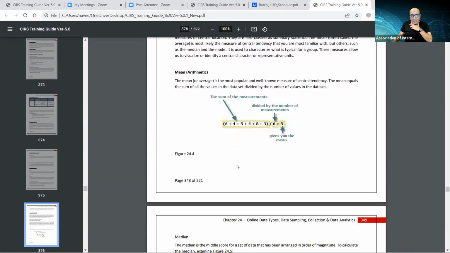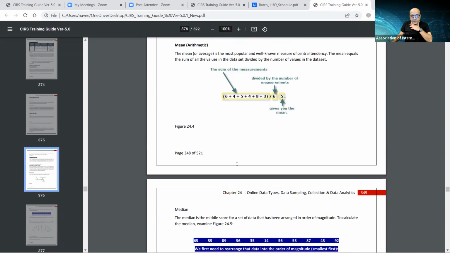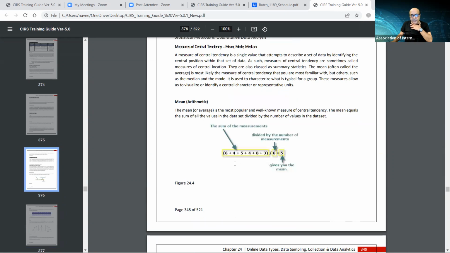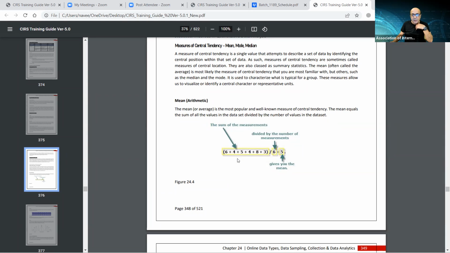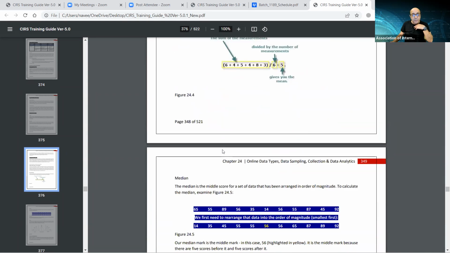A mean can also be an average. Average is very easy to calculate. You just add all the numbers in that set or group, and then divide by the number of those numbers. So if there are 6 numbers here, 6, 4, 5, 4, 8, 3, you add them together and divide by 6, and you come up with the average. So this is the mean.